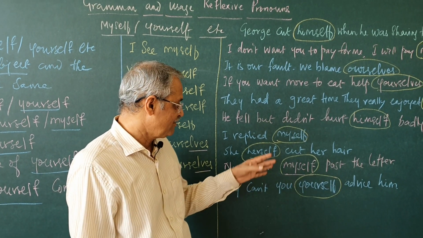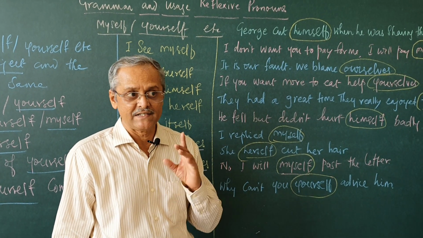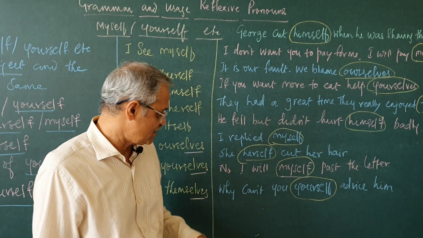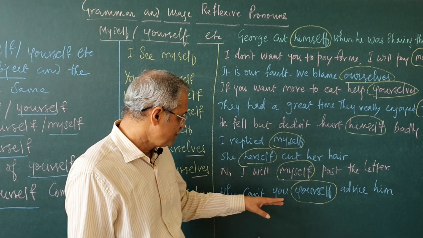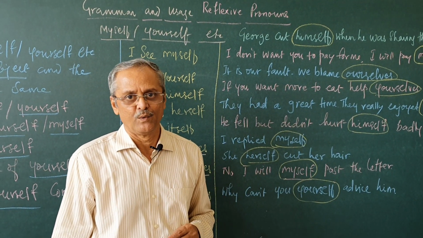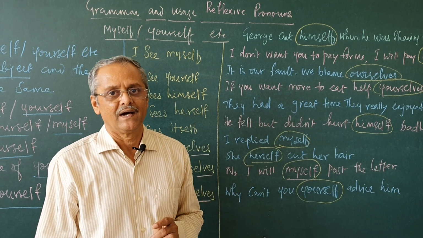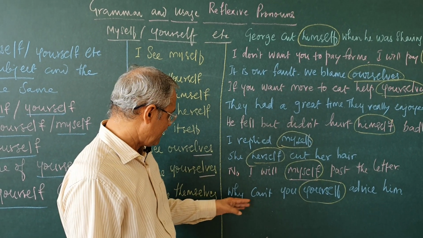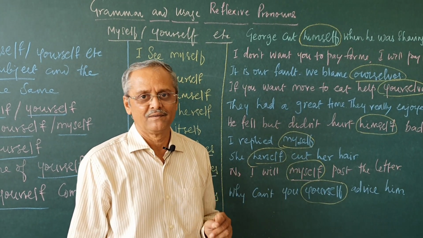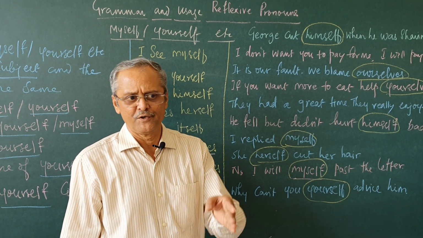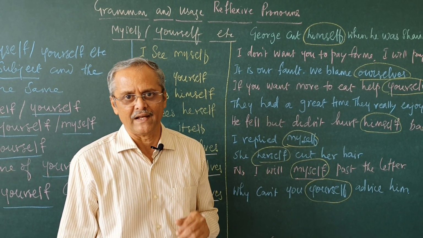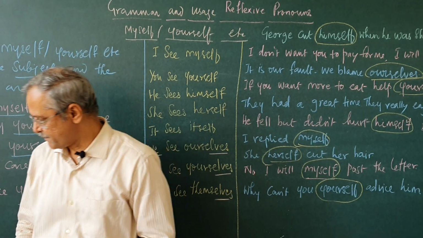No, I will myself post the letter. I myself will go to the post office and post the letter. Why can't you yourself advise him? Somebody is asking you to advise somebody, so you can say, why can't you yourself advise him, like that. So, let us see some more examples.